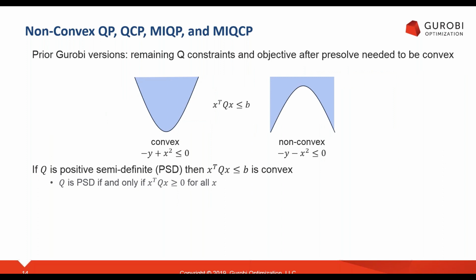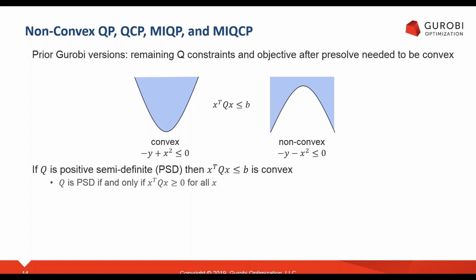So what does non-convexity mean, and convexity? So you see here these two pictures. On the left-hand side, a convex constraint. So the blue shaded area, that is the region of feasible solutions. On the right-hand side, that is a non-convex feasible area. So the only difference is the sign of the x square here in this constraint.